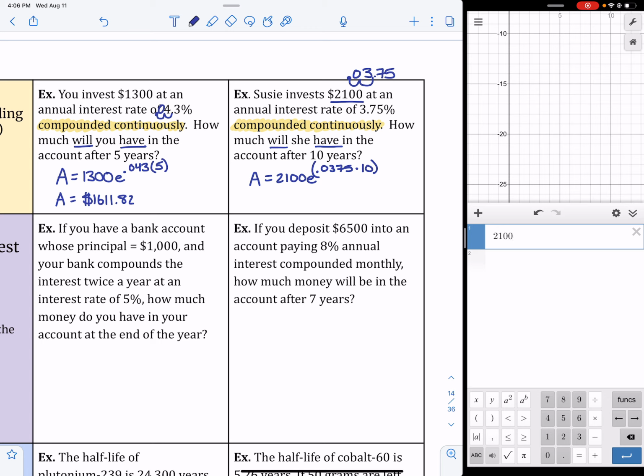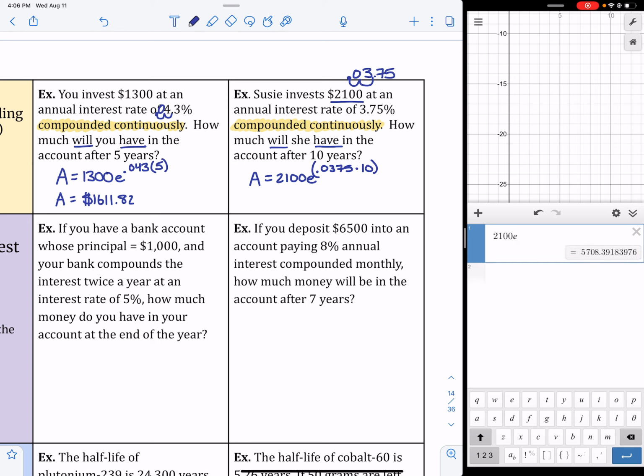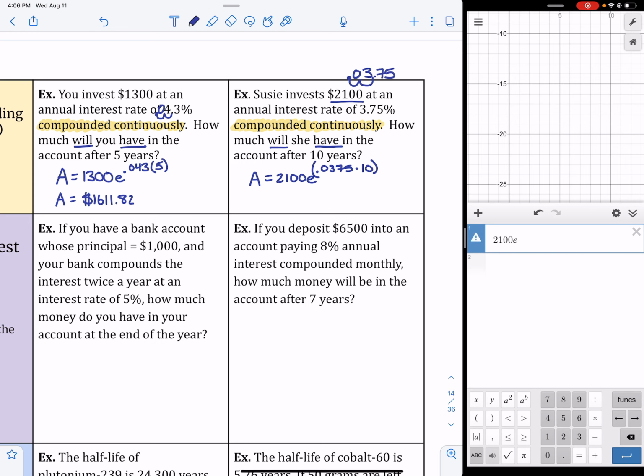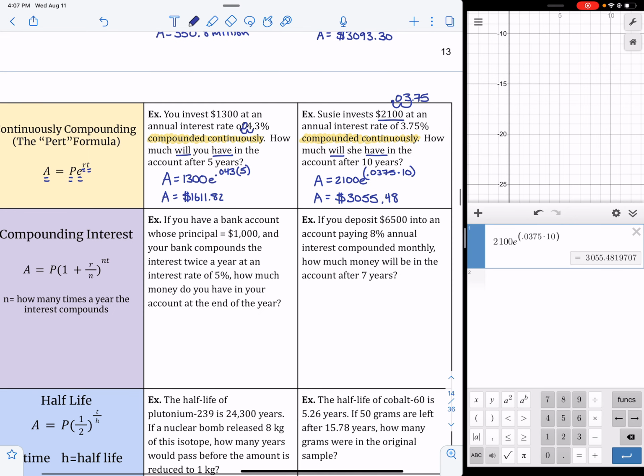And we're really just using Desmos as a calculator for these. So 2100, no comma, put a lowercase e, use the exponent, the little AB exponent key, and put 0.0375 times 10 all together in the exponent. So make sure you get the right amount. And then we get $3,055.48. Again, the PERT formula, that formula is only used when you're given continually compounded interest.